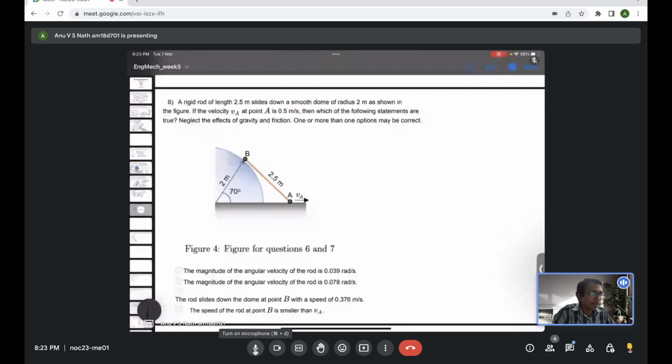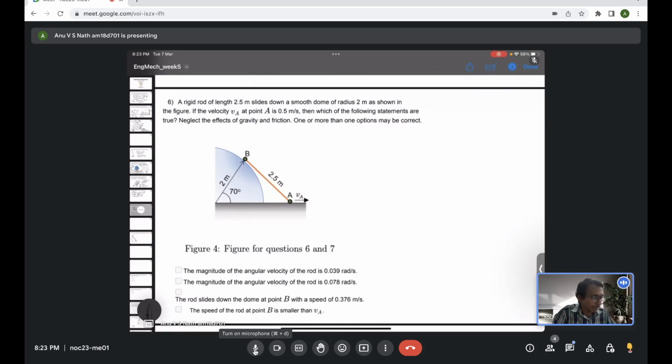So here a rigid rod of length 2.5 meter slides down a smooth dome of radius 2 meter as shown in the figure. So assume the points A and B are very tiny point masses, neglect gravity. The velocity of A is given to be 0.5 meter per second. Direction is also specified. Then which of the following statements are true? So it's an MSQ, so there can be more than one answer being correct.